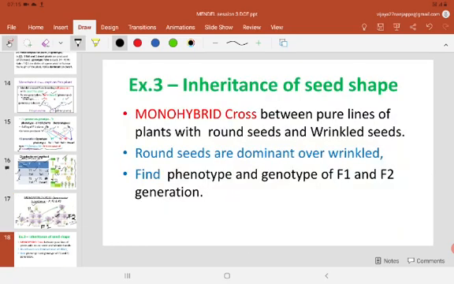Next, I think you can do this. Carry out the monohybrid cross between pure lines of plants with round seeds and wrinkled seeds. Round seed is dominant over wrinkled seeds. Find the phenotype and genotype of F1 and F2.